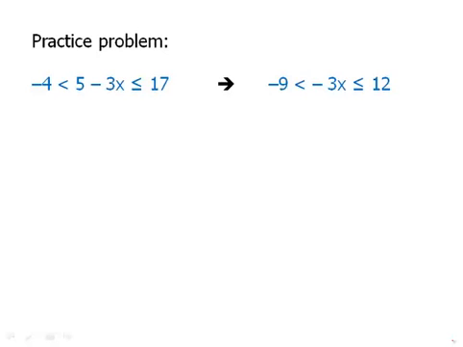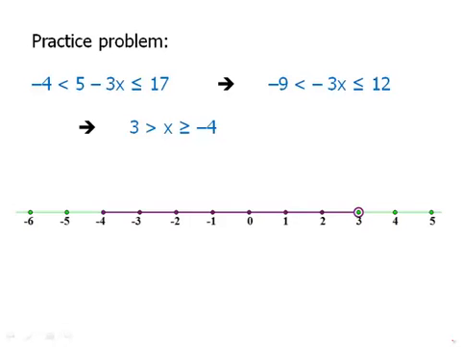So we have subtracted 5. Now we're going to divide by -3 to get the x by itself. And of course, if we divide by a negative, it means both those inequality signs have to flip around. So they flip around like this, and then we get x is between. So x is greater than or equal to -4 and less than 3. So this is the solution range, and notice that we include -4. We have a solid dot there. We have an open circle at 3 because that's not included.